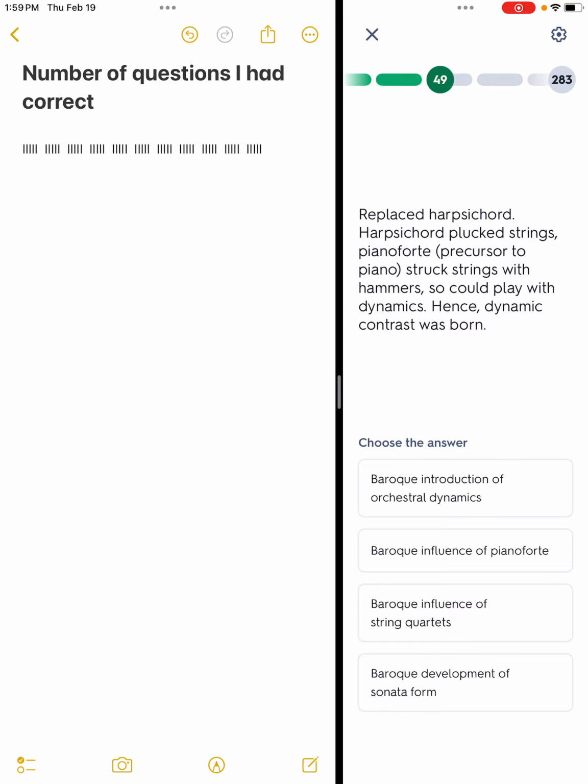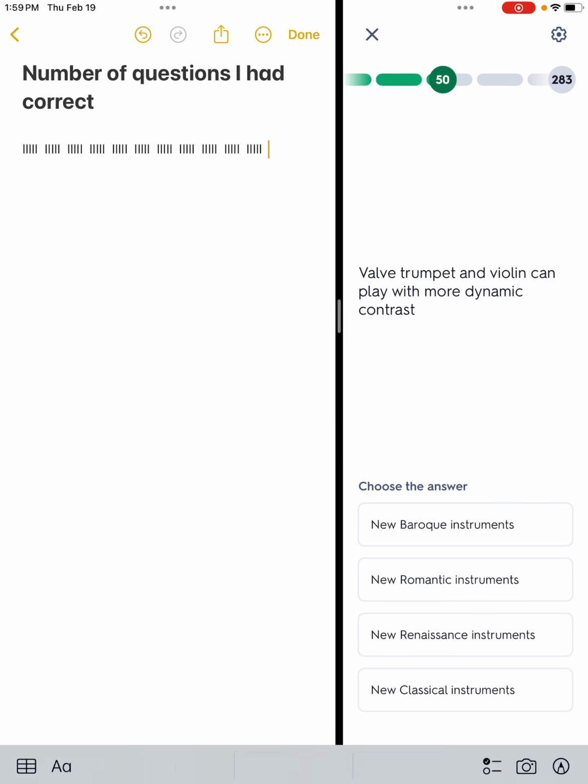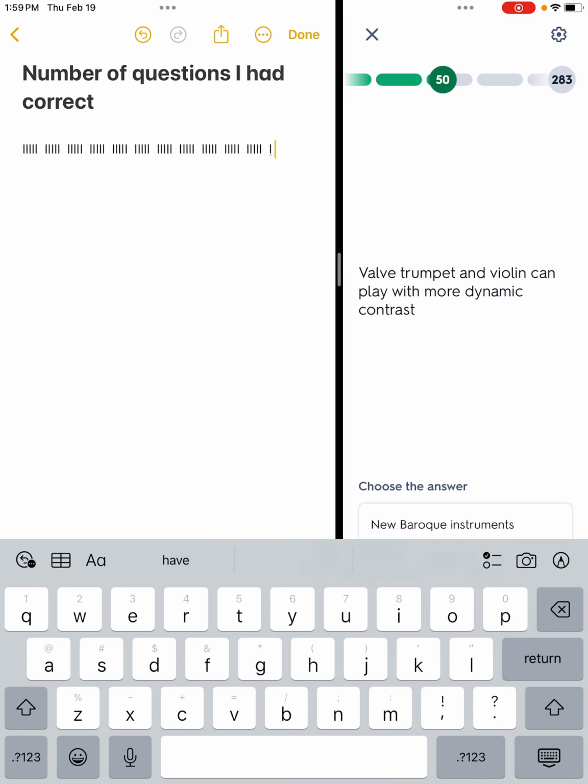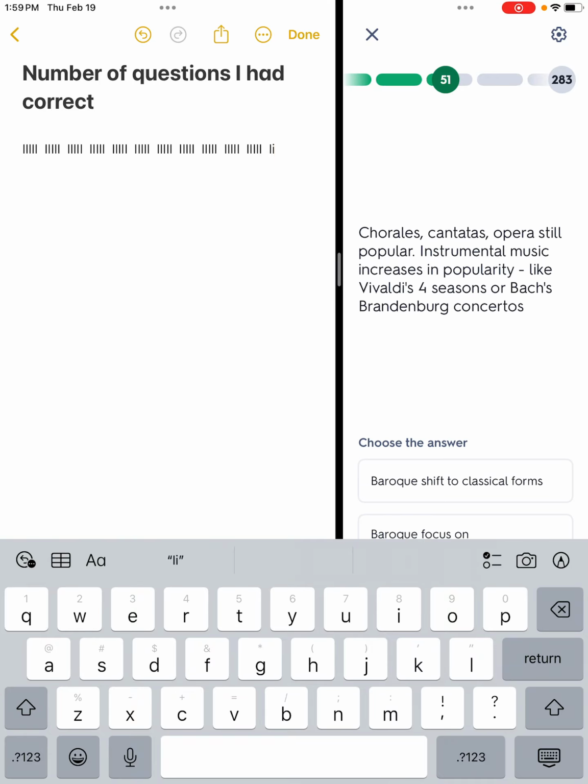Alright, replaced harpsichord, harpsichord plus strings, pianoforte, precursor to the piano, plus strings with hammers, so complete dynamics. Because it's the influence of the pianoforte. Valve trumpet and violin can play more dynamic contrast. Baroque instruments?